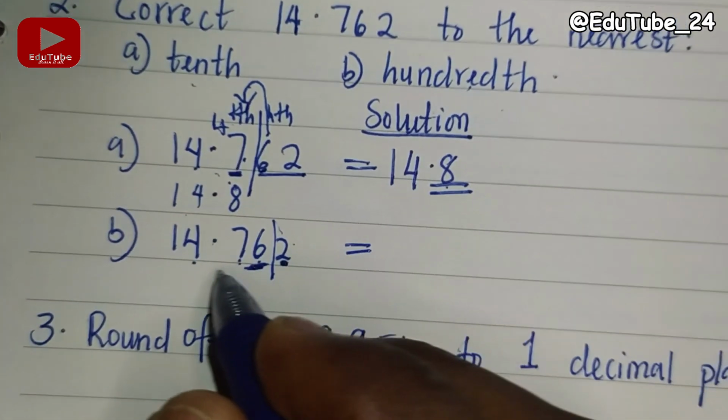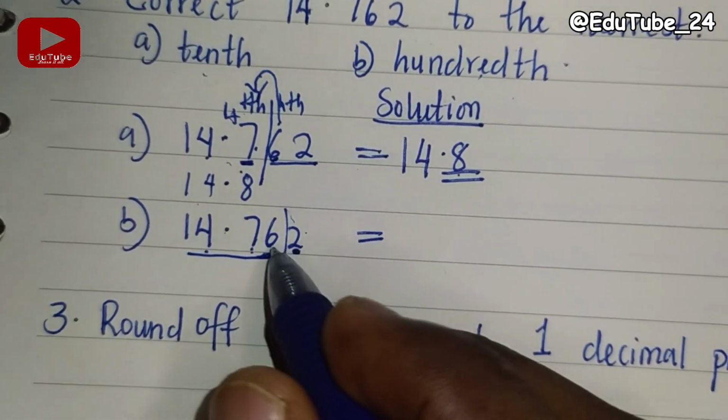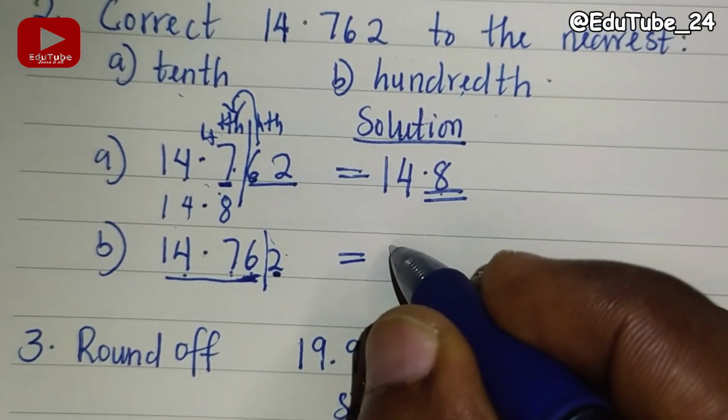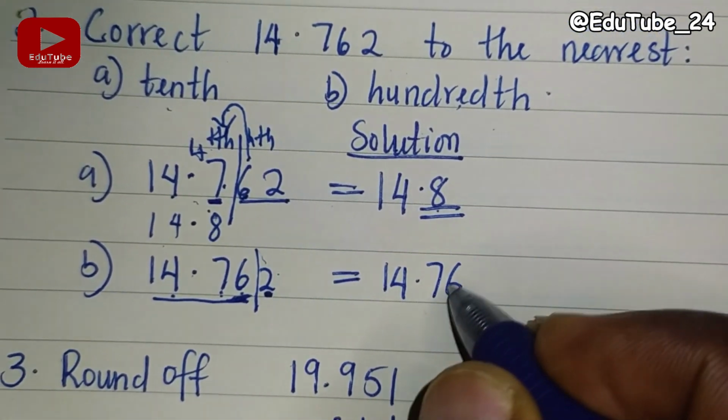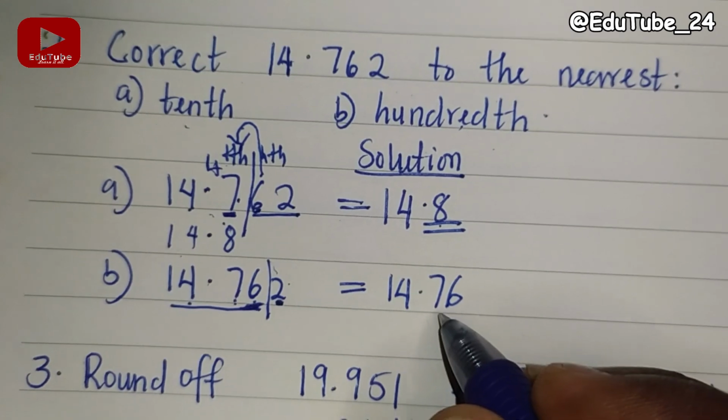And then the number after the 100th place value will be evaluated to nothing. So my answer will be all the numbers that come before it, so that is 14.76, to the nearest 100th.